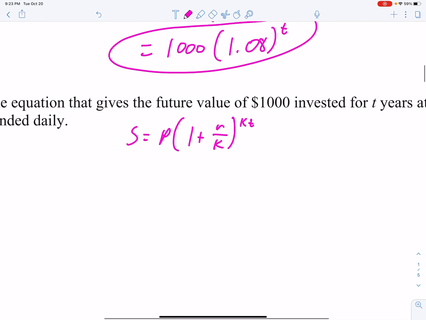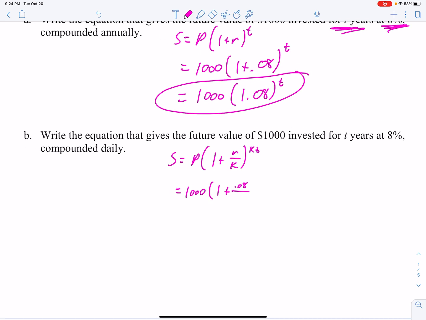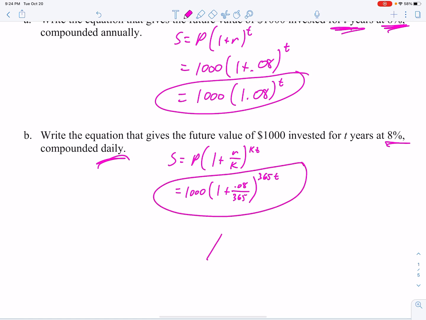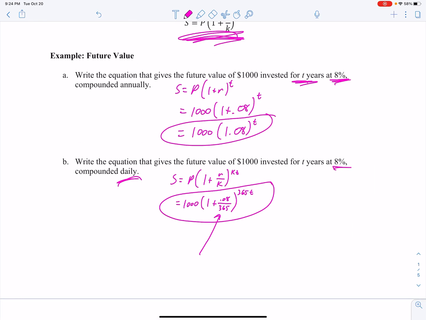We plug in what we know. We're going to put $1,000 in. 1 plus 0.08 over, because R is the interest rate in decimal form, compounded daily, so K is 365, to the K times T power. So that's going to be to the 365 times T power. And there's our equation. You can plug this into a calculator and add it to 1 if you want. So that's how you use these equations.